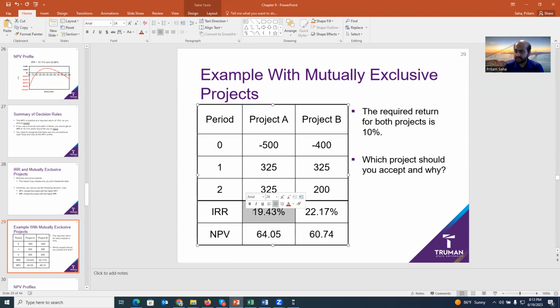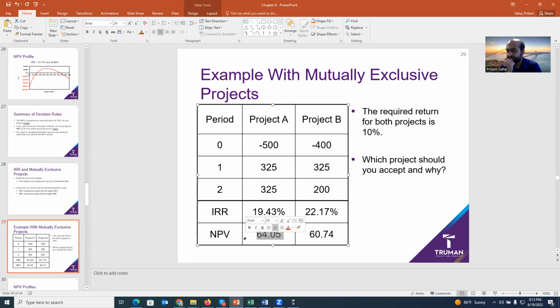If you can take both projects, fine. But if you can take only one project, A or B, not both, then IRR is telling you to accept this one because it has a higher IRR. NPV is telling you to accept this one because it has a higher NPV. What to do? IRR versus NPV.